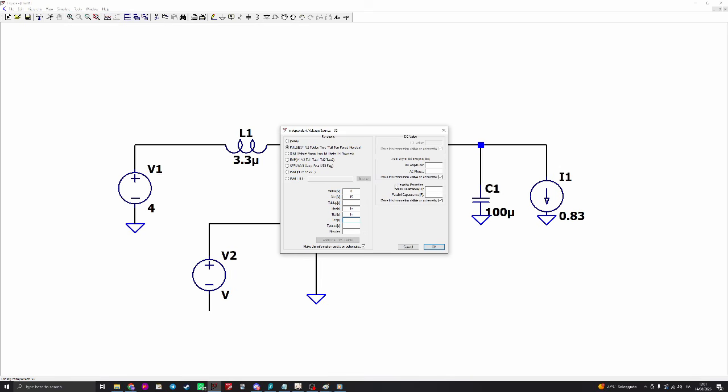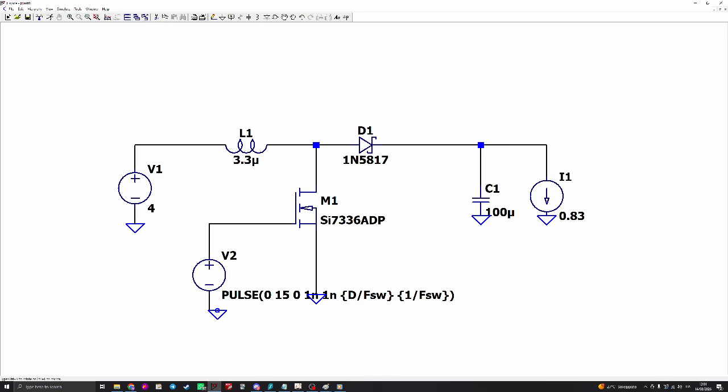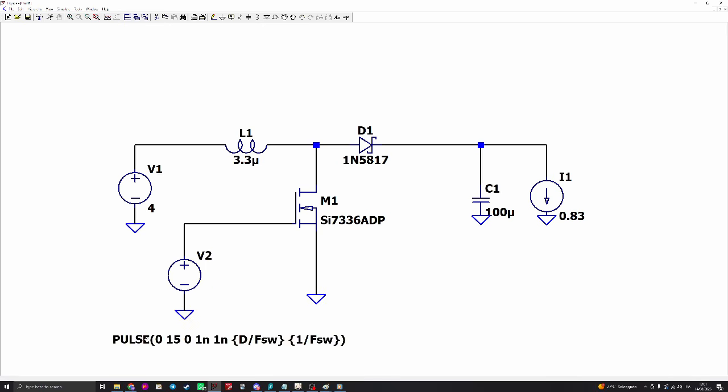We don't know the duty cycle. I suppose the duty cycle will be around 0.7 or something. Let's just write d times d times d over the switching frequency for now, and the period 1 over the switching frequency. We can just make a sort of guessing. Of course, in real life there will be a control for this.